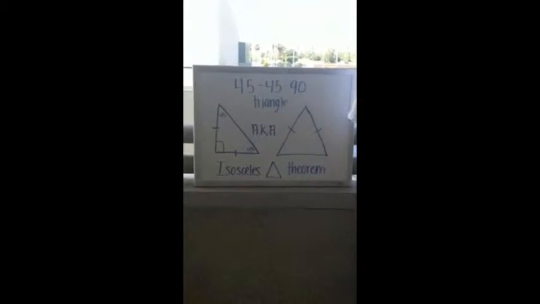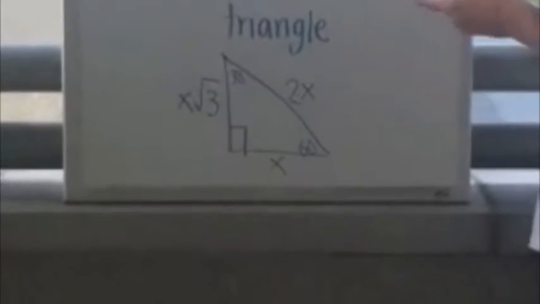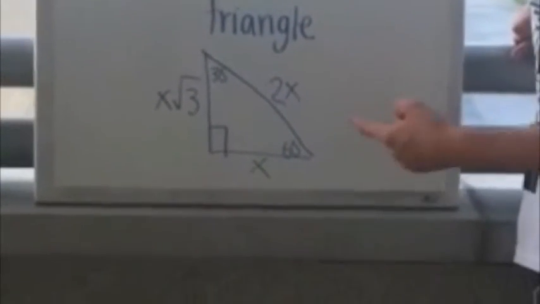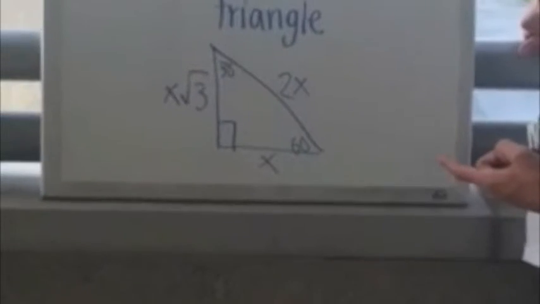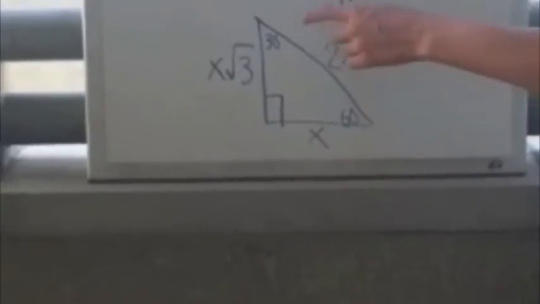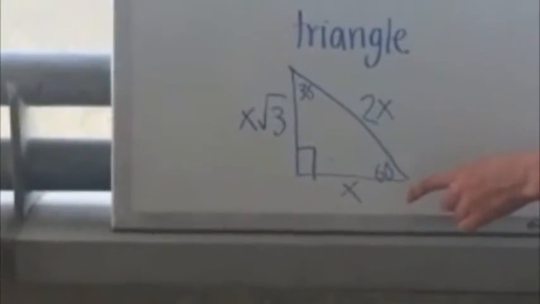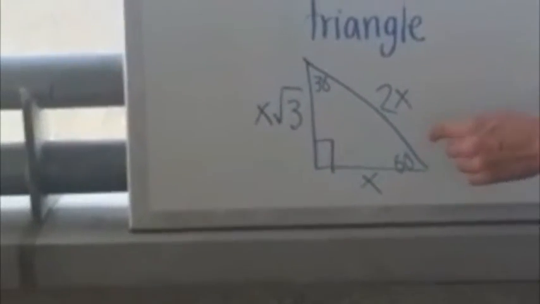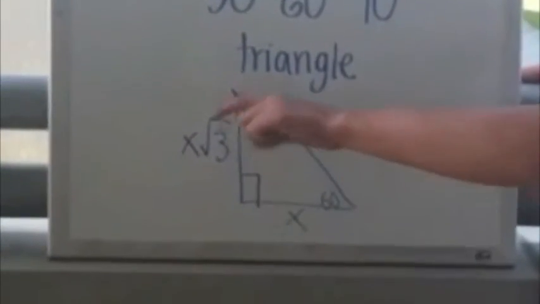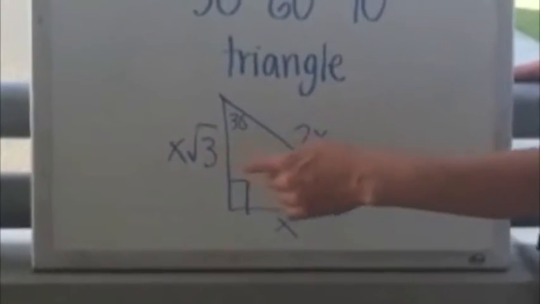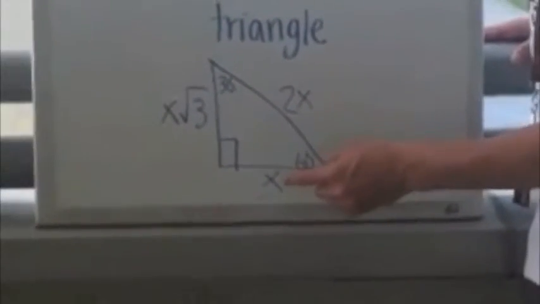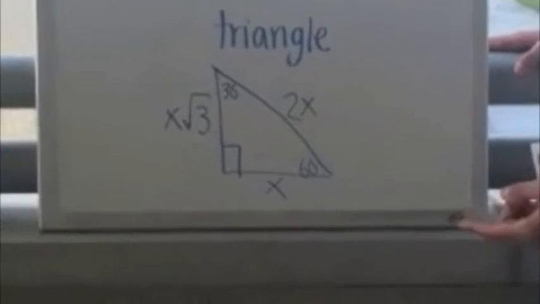So this is a 30, 60, 90 triangle. One of the angles is 30 degrees, one of them is 60 degrees, one of them is 90. So if you have x, which is across from the 30, then you can find the rest of the sides. The hypotenuse is always twice as much as x, and across from the 60 is always x radical 3. So if you have one of these, you can find any of the side lengths.